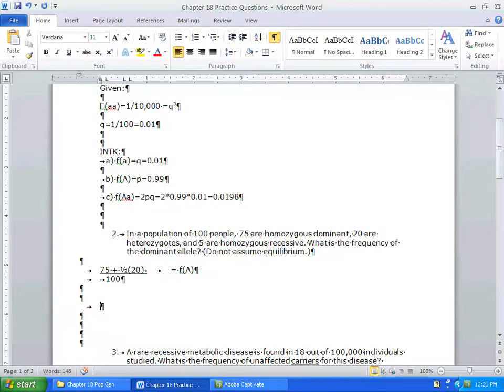The frequency of the recessive allele, although they didn't ask for it, but they could have, would be the number of homozygous recessive individuals plus half the heterozygotes divided by the total. Okay?